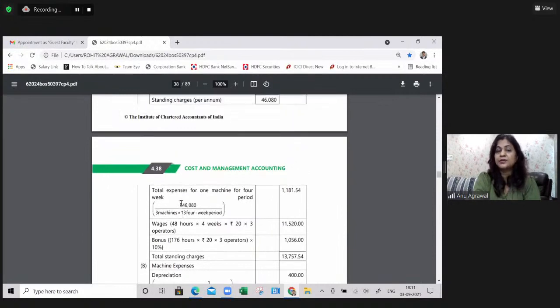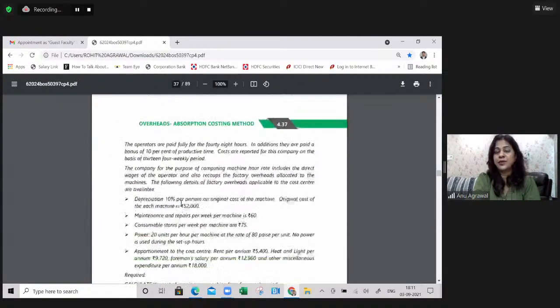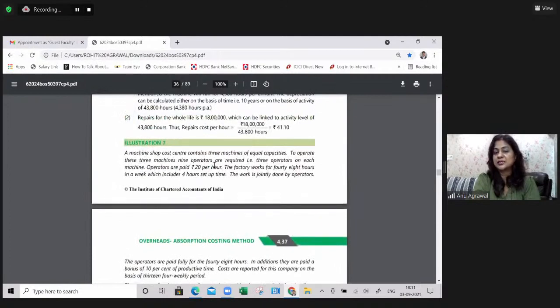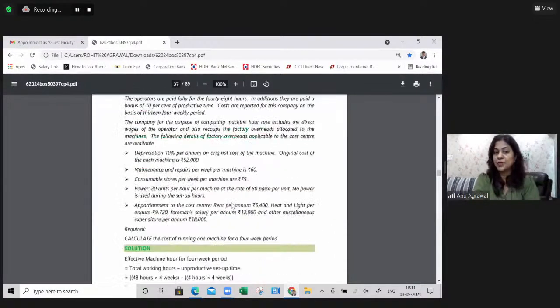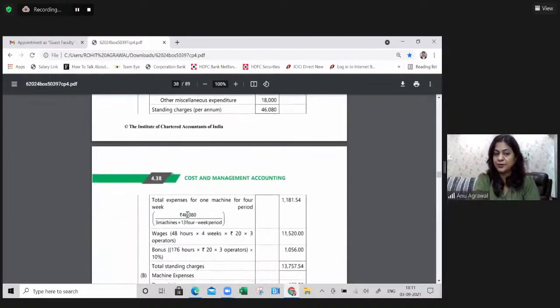They divided by 3 because they have already given this information that this was for 3 machines. So if I want to find out for 1 machine, I'll have to first do 46,080 divided by 3, right? It comes out to be 15,360 for 1 machine. And then if I divide this by 13, I get 1,181 for 1 machine for a 4-week period.